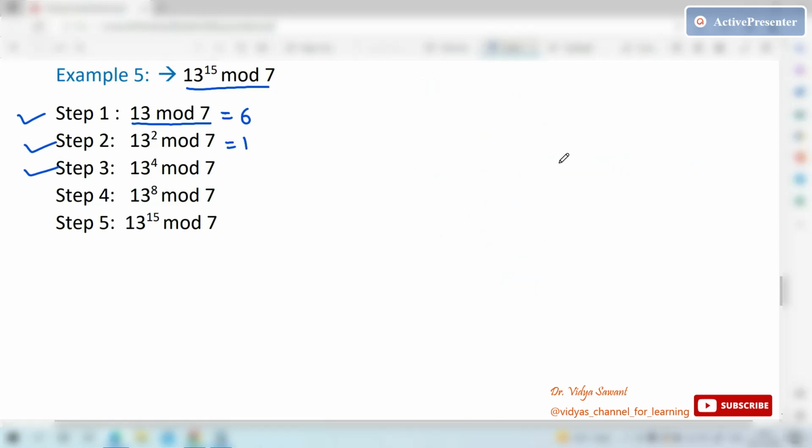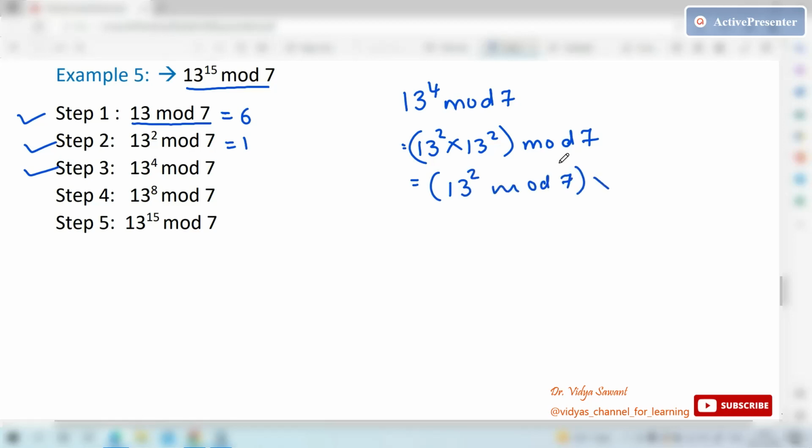We now go to the third step of finding out 13 raised to 4 mod 7. I will write this as 13 raised to the power of 2 into 13 raised to the power of 2 mod 7. Separating out the brackets, it becomes 13 raised to the power of 2 mod 7 into 13 raised to the power of 2 mod 7. We just computed what is 13 raised to the power of 2 mod 7. So you put it down. This is the first bracket. If you put the answer, it is 1. Second bracket, answer is 1. Then 1 into 1 is 1. Now ask the question, is it positive? Yes. Is it between 0 to 6? Yes. So 1 is my final answer.